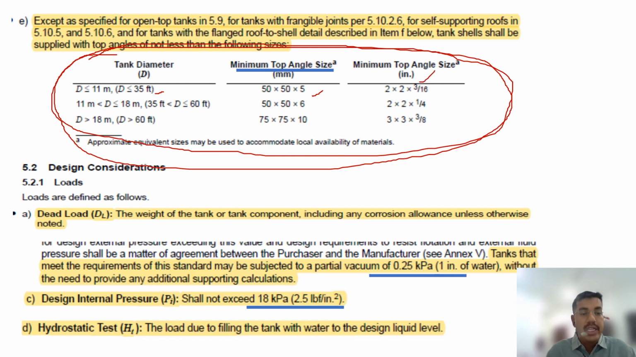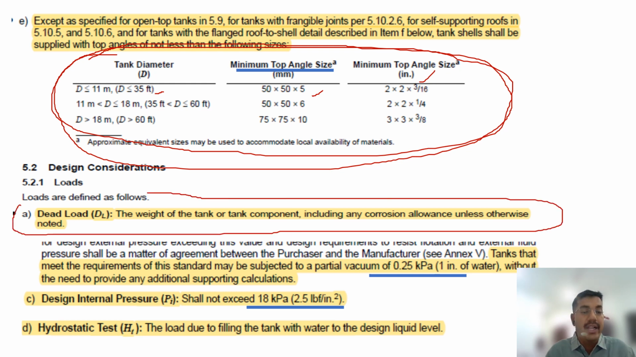So loads. What is dead load? The weight of the tank and tank components, including any corrosion allowance, unless otherwise noted, is called dead load. Dead load means there is no liquid inside. Okay, the tank weight itself is called a dead load.